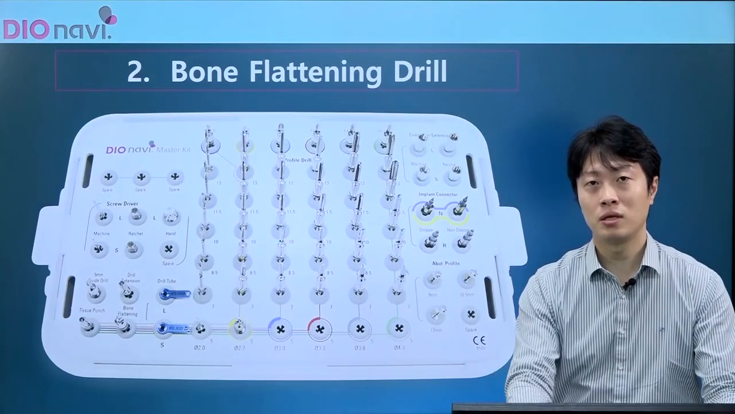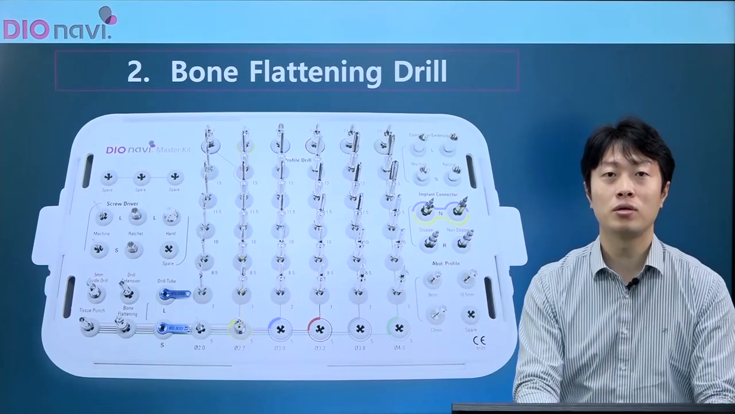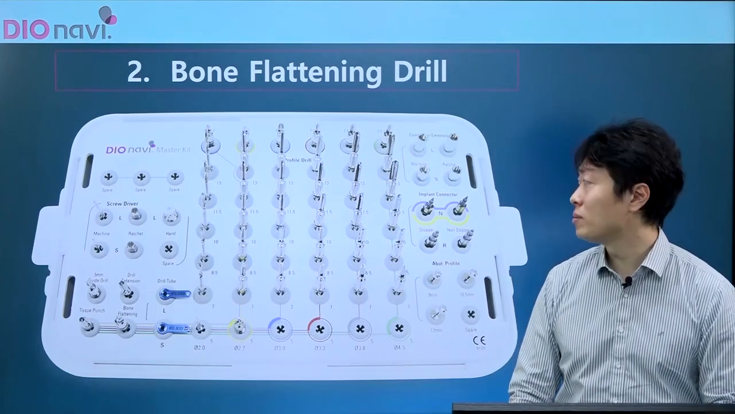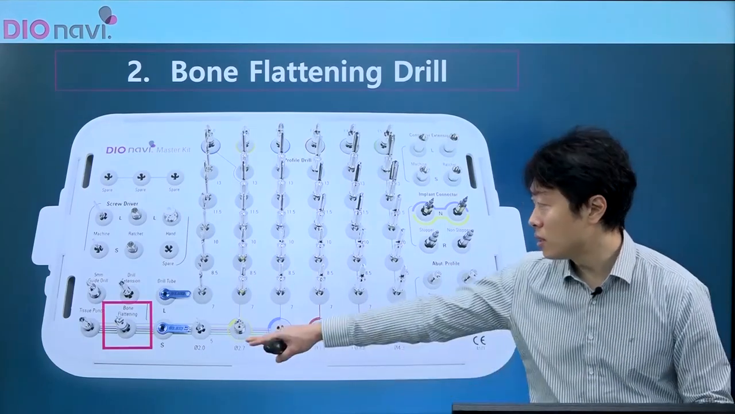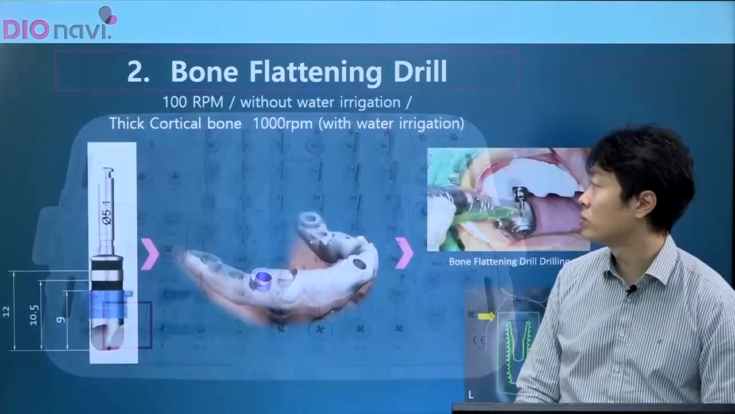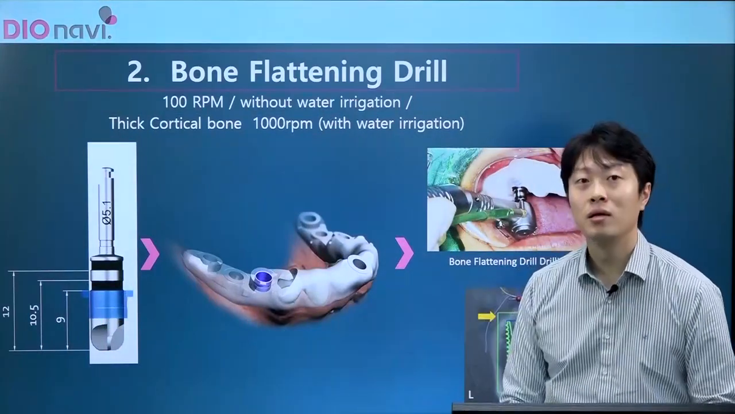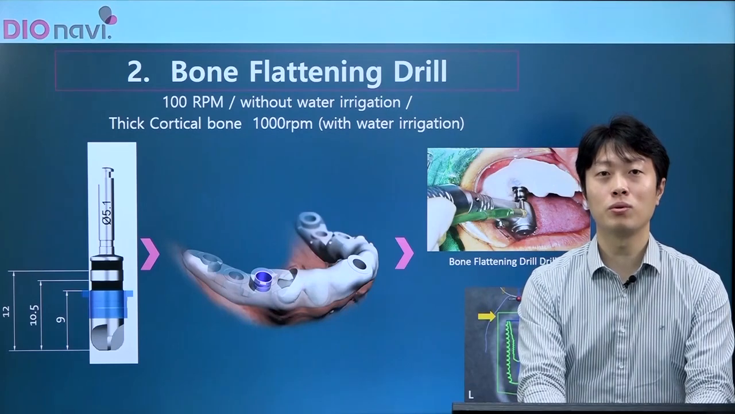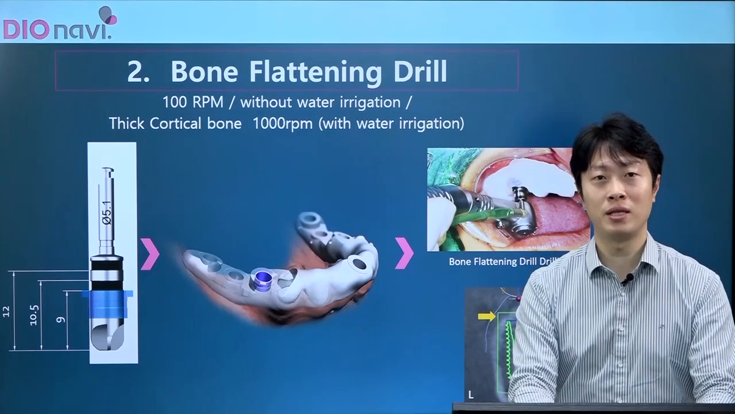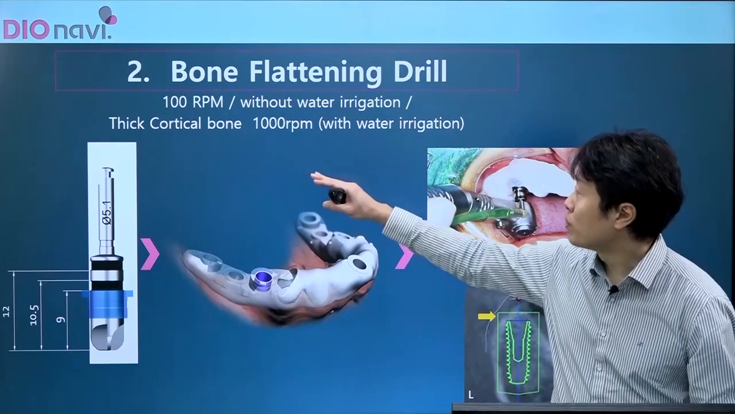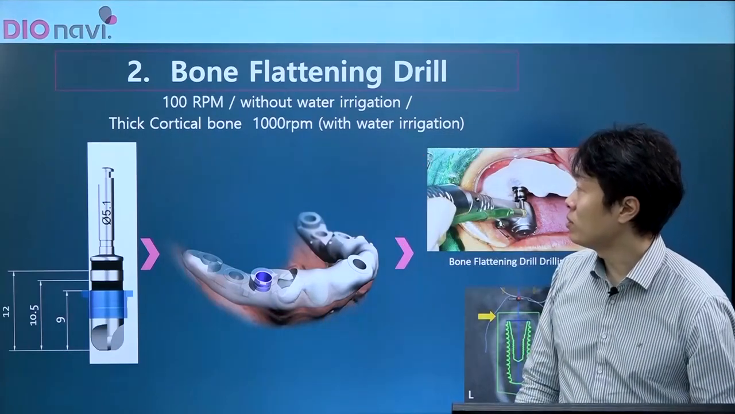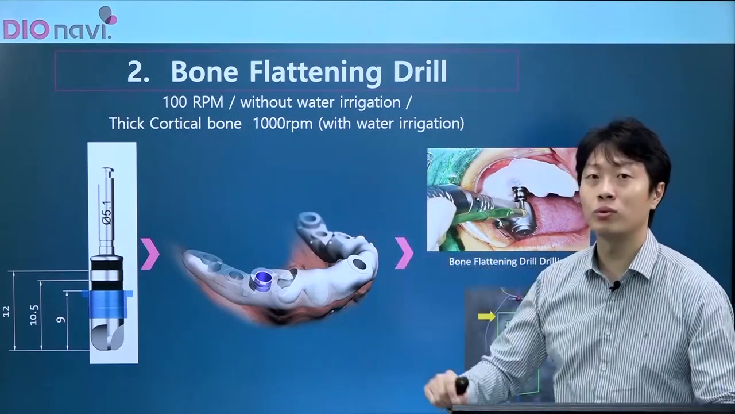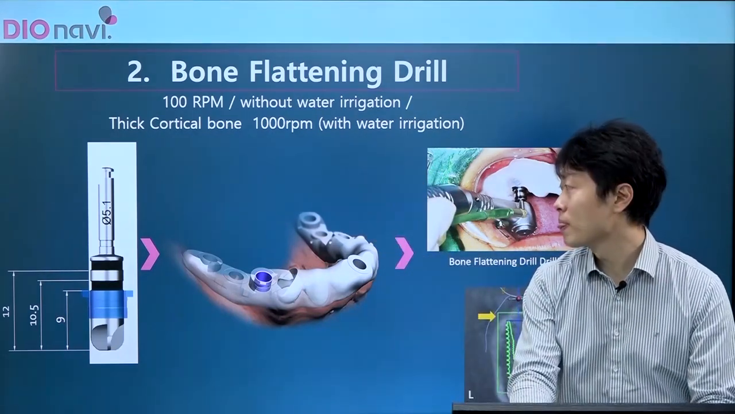If a hole is open with the tissue punch in the gingiva where the implant is to be placed, the next drill to use is the bone flattening drill. The bone flattening drill is in the lower left part of the kit. It looks like this. The bone flattening drill flattens the upper part of the alveolar bone so that the drill does not slip during initial drilling. Proceed at 100 RPM without irrigation. If the cortical bone is thick, you can perform bone reduction at 1000 RPM with irrigation.